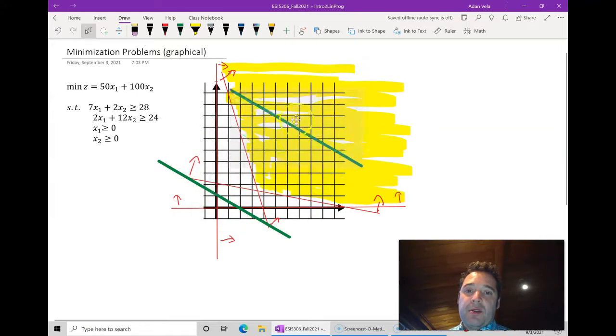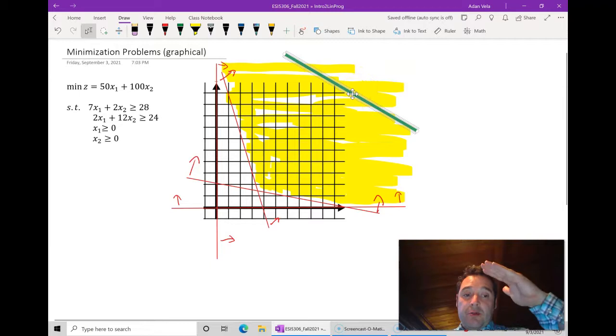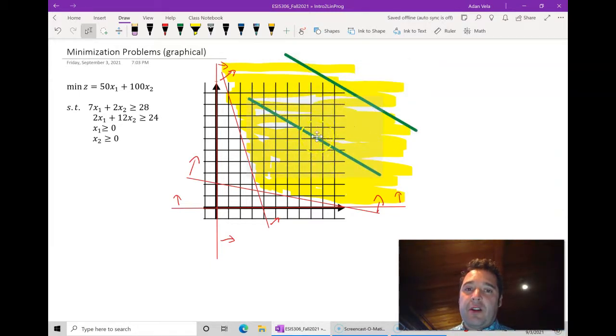So the problem is we have a minimization problem. So instead of moving the isoline upwards, we're going to be moving our isoline downwards. And the question is, how far can we move this until we're just at the edge of the feasible set?